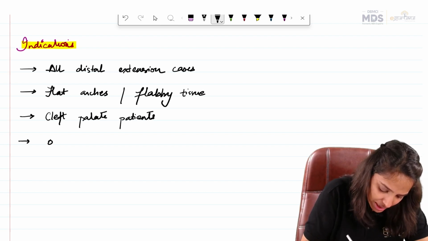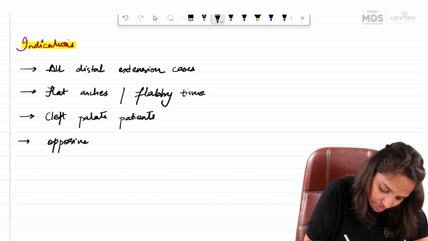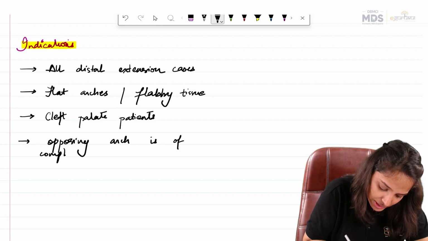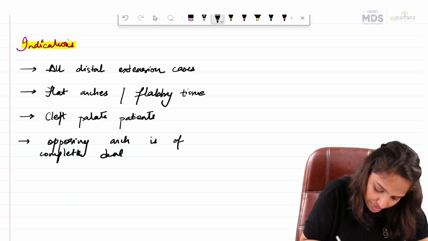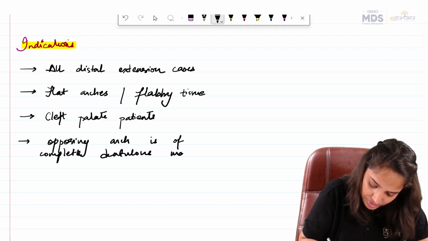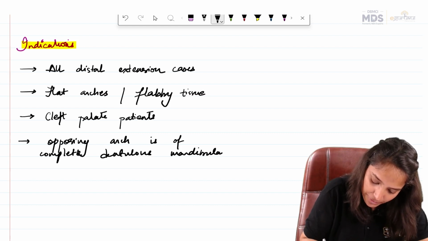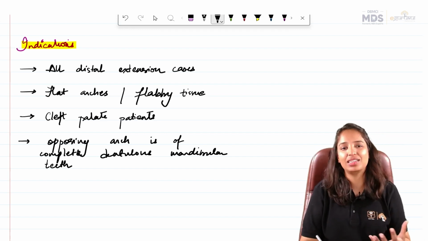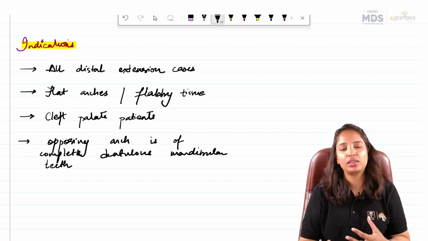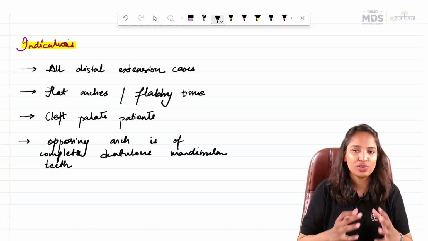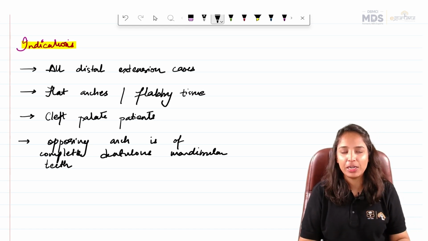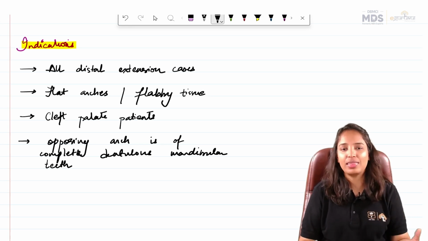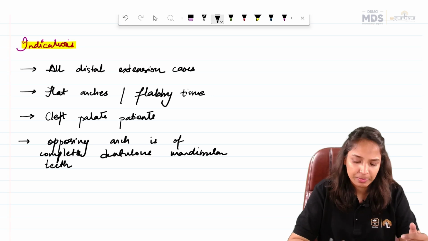And when the opposing arch is of completely dentulous mandibular teeth, natural mandibular teeth, then we anticipate that the bite force will be more in that situation. So then you have to complement it with a full coverage prosthesis. So these are the specific indications of a complete palate. Mainly in all cases where needed support is more. In that case, you can utilize complete palate.